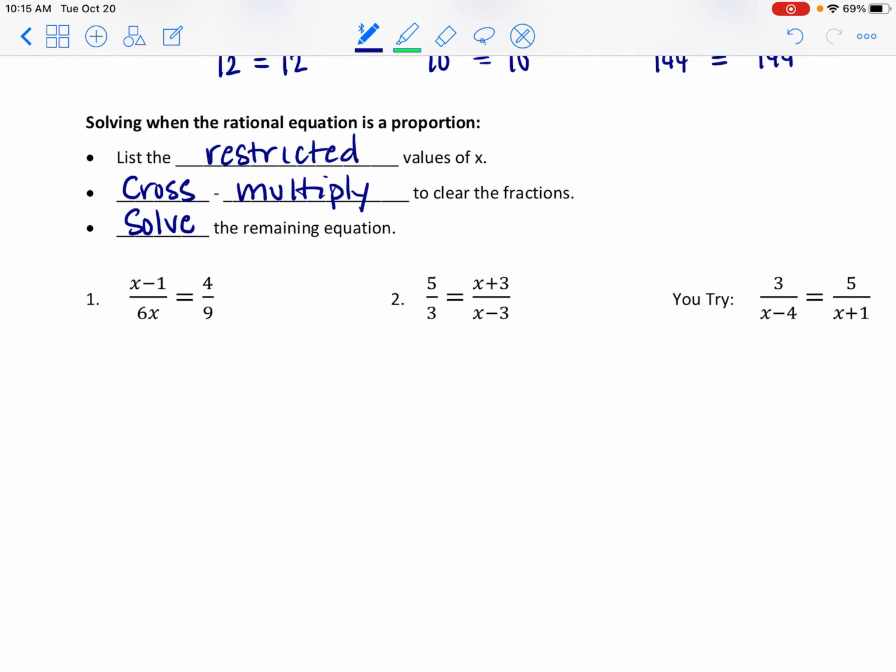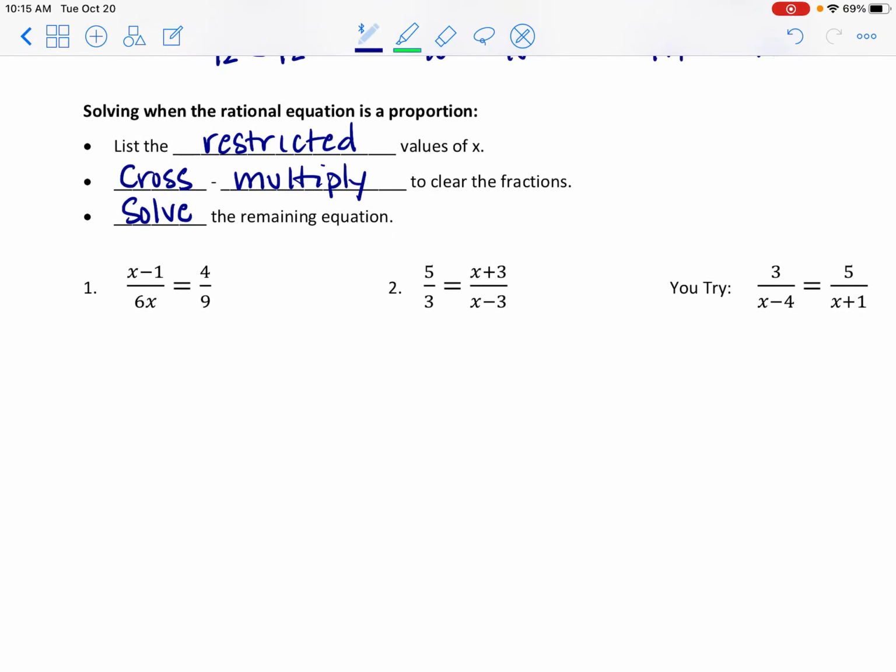Okay? So for example, on this first one, before I solve, there's a restriction here. X can't be 0 because it would create a 0 in the bottom of that fraction. No restriction there because there's no x in the denominator of that fraction. So just to keep on the back burner here, I have in this number 1 that x cannot equal 0. That's my restricted value.